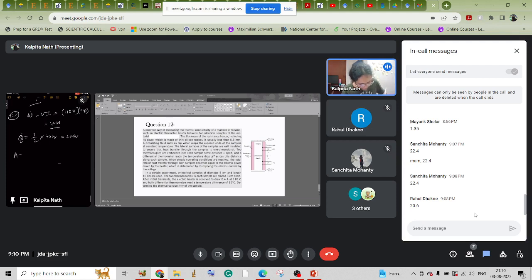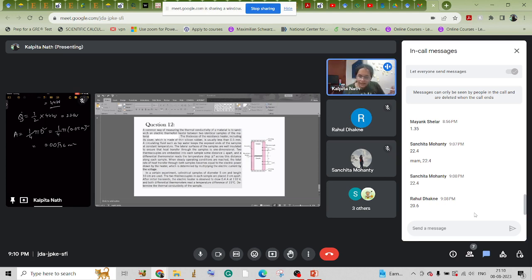Now we have to find out the area. That will be 1 by 4 pi d square, because it said it is a cylinder. And obviously, if this is a straight cylinder, then the upper face is just a circle, and that will be in contact with the resistor, which will provide the heat. So this is 1 by 4 pi, the diameter is 0.05 meter whole square. This is 0.00196 meter square.